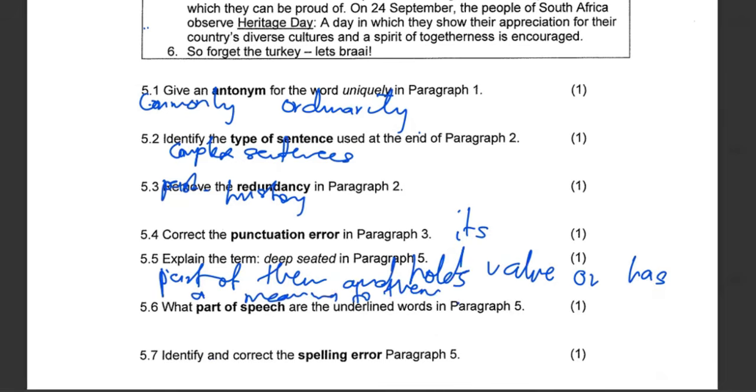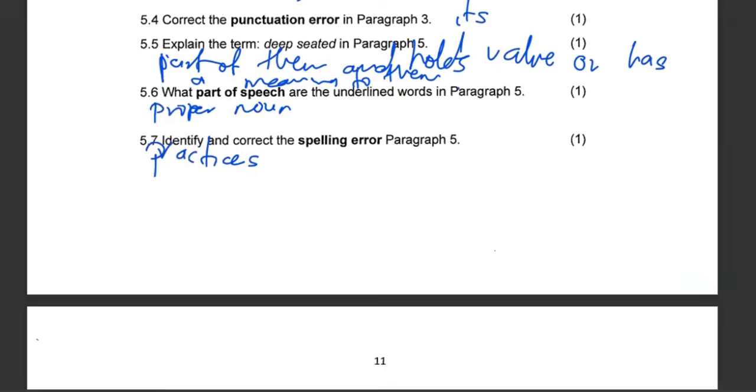Okay. What part of speech are the underlined words in paragraph 5? And I believe it says, which observe, South Africa observe Heritage Day. It is a proper noun. If you say noun, no. You have to be specific today. Sorry, guys. Identify and correct the spelling error in paragraph 5. Okay. Oh, it's practices. Oh, there it is. It's supposed to be a C, not an S. And I believe we are now in 5.8. Let's go to 5.8.